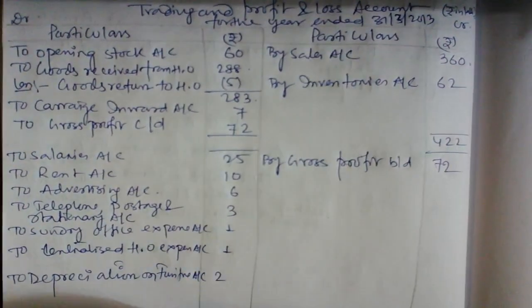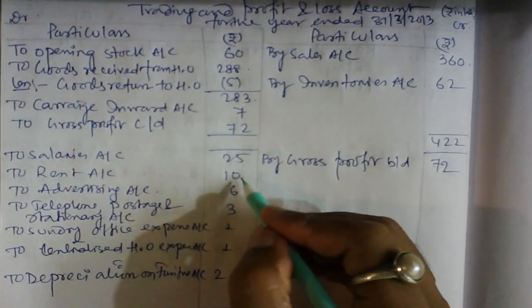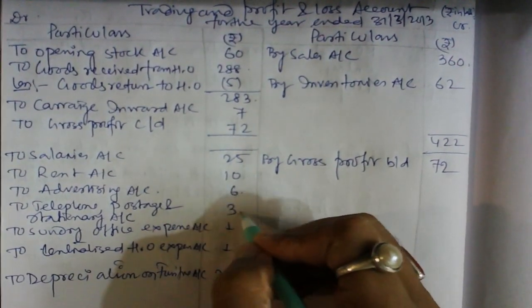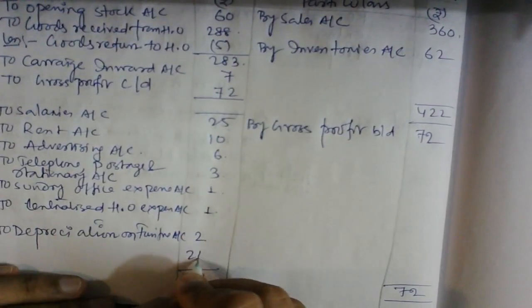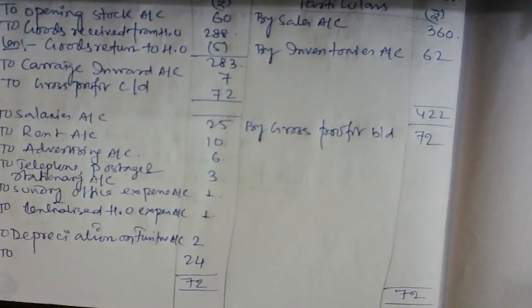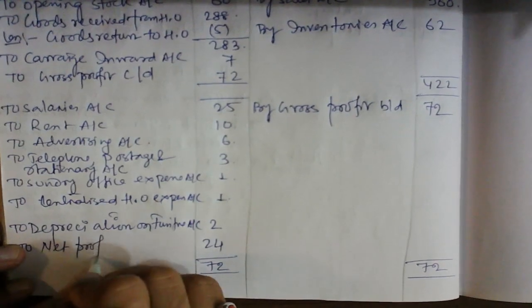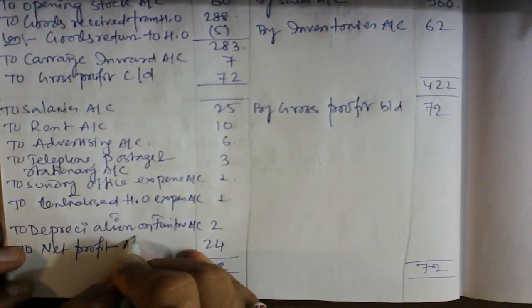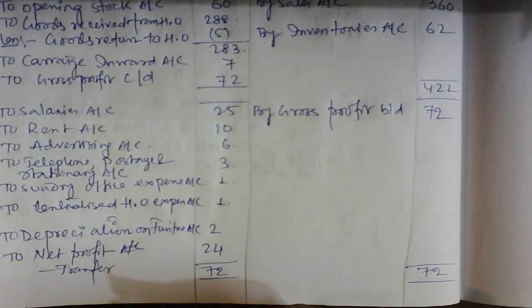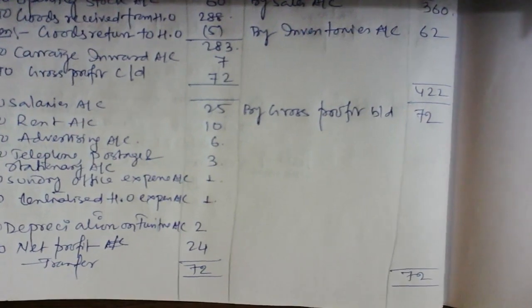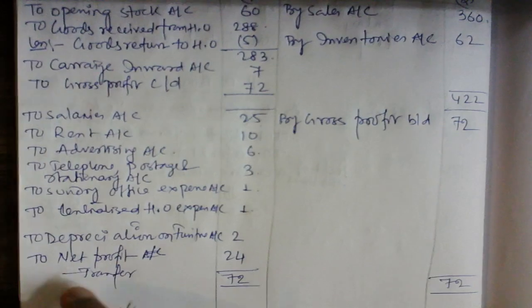Now just do one thing, do the plus minus and see how much it comes to. So 72 minus 48 is 24 lakhs. So you can write here to net profit. Actually there is no account called net profit; here you can just write net profit. It will be transferred to the HO account. This is the balance of the HO account that you need to transfer.